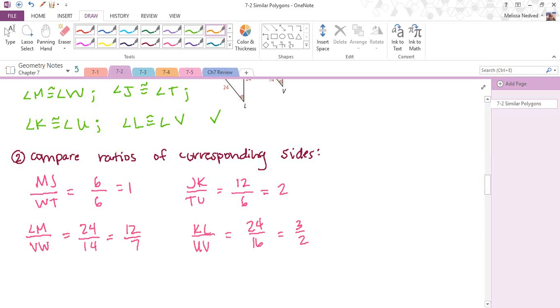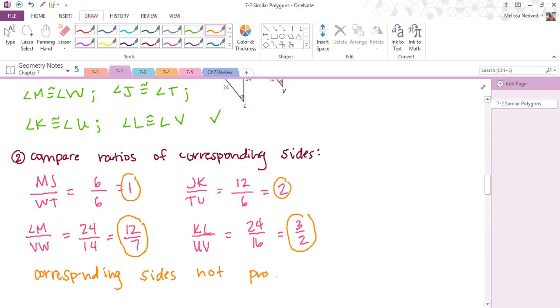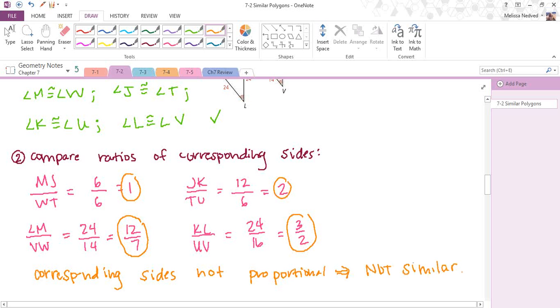So notice here, what's important is our reduced ratio. 1, 12 over 7, 2, 3 over 2. All 4 of those would have to be the same in order for my quadrilaterals to be similar. So since corresponding sides are not proportional, these polygons are not similar. So not similar. Since they're not similar, we don't have to worry about scale factor or similarity statement.